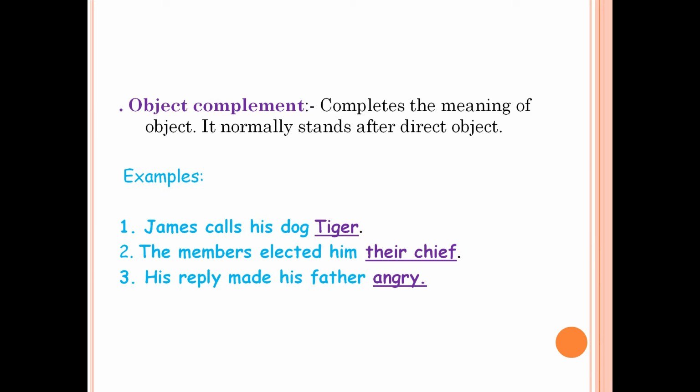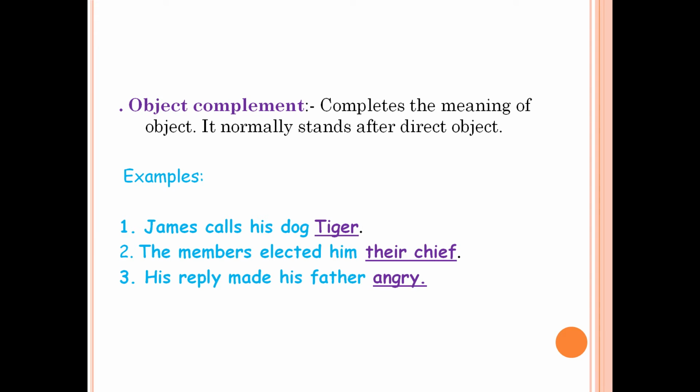It normally stands after the direct object. Please look at these examples. James calls his dog Tiger. The second example is: the members elected him their chief. Suppose we remove these underlined words, which are object complements in these sentences. Do these sentences have a complete meaning? No. If I say James calls his dog, it's an incomplete one. In the same way, the members elected him.